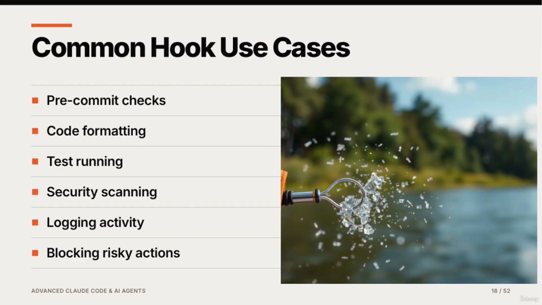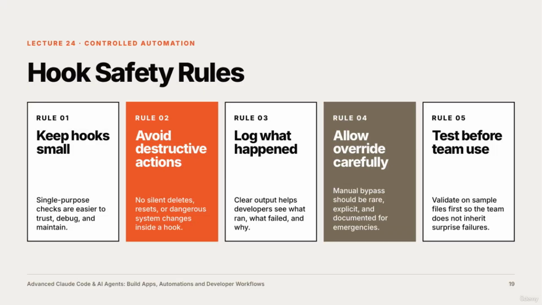when combined with advanced technologies like Claude Code and AI agents, which bring even more automation and intelligence to these processes. Now, let's review the essential hook safety rules that ensure our automation runs smoothly and reliably. First, keep hooks small. When hooks are single purpose, they're much easier to trust, debug, and maintain, which reduces complexity overall. Second, avoid destructive actions within hooks.